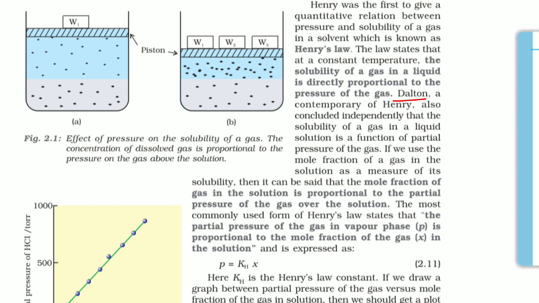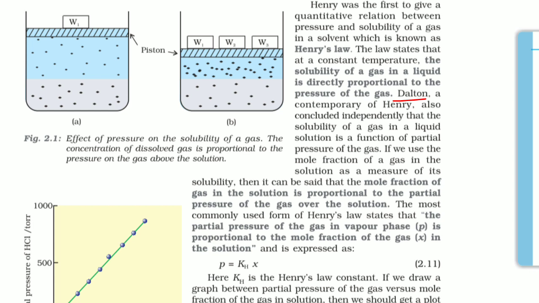So that means if there are many different types of gas particles in that cylinder, suppose oxygen is present, nitrogen is also present, and hydrogen is also present, then there are different types of gas particles or gas molecules. So the solubility of the different gas particles actually depends upon the partial pressure of the gases.